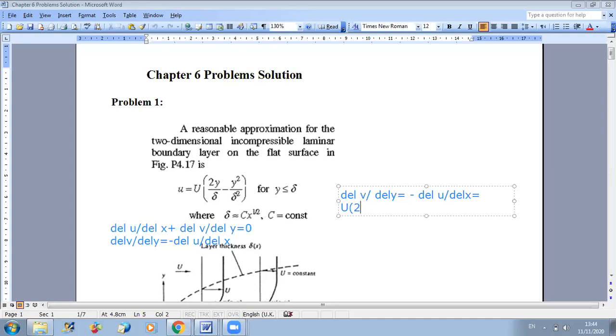You have 2y times the derivative of this term with respect to x, times the derivative of delta with respect to x. And when you have a function and you want to derive it, okay, you derive the function, but you should multiply again by what? By u prime, okay? So here, since delta is a function of x, I will multiply by d delta by dx.